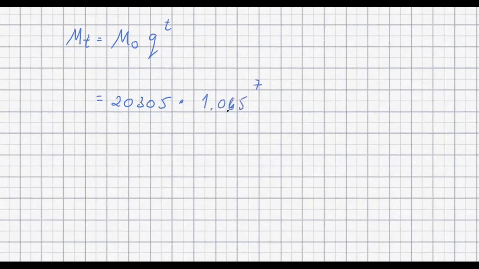Now just take a calculator. First of all, do 1.065 to the power of 7, and then times this number. I'm just going to get my other calculator, the one that I have on me right now. It's being weird. One second.